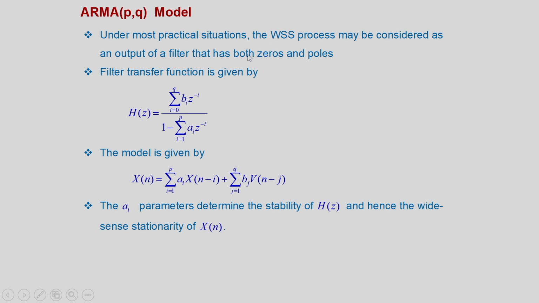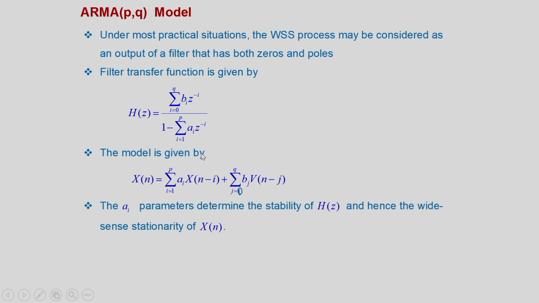The filter transfer function corresponding to the ARMA(p,q) model is given by H(z) equal to the ratio of the summation of b_i z to the power minus i, i going from 0 to q, divided by 1 minus the summation i going from 1 to p of a_i into z to the power minus i. This is the transfer function corresponding to an ARMA(p,q) model.